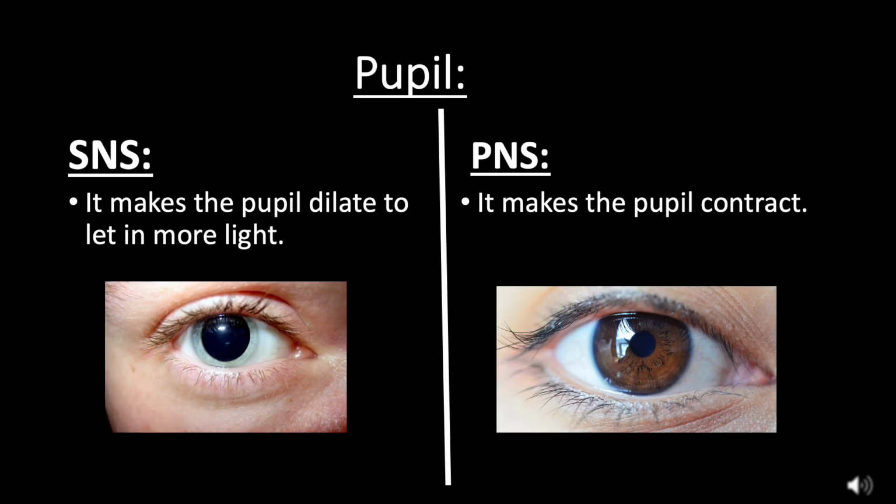Pupil, difference between the sympathetic and parasympathetic nervous system. Sympathetic nervous system: it makes the pupil dilate to let in more light. And parasympathetic nervous system: it makes the pupil contract.